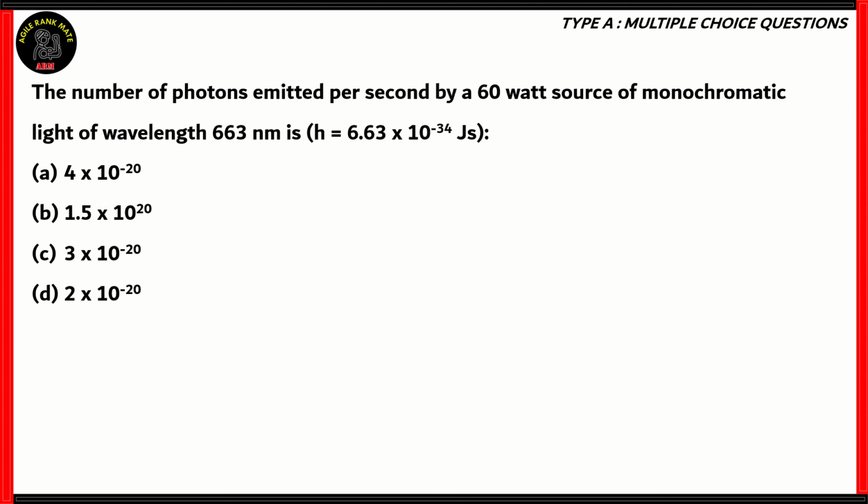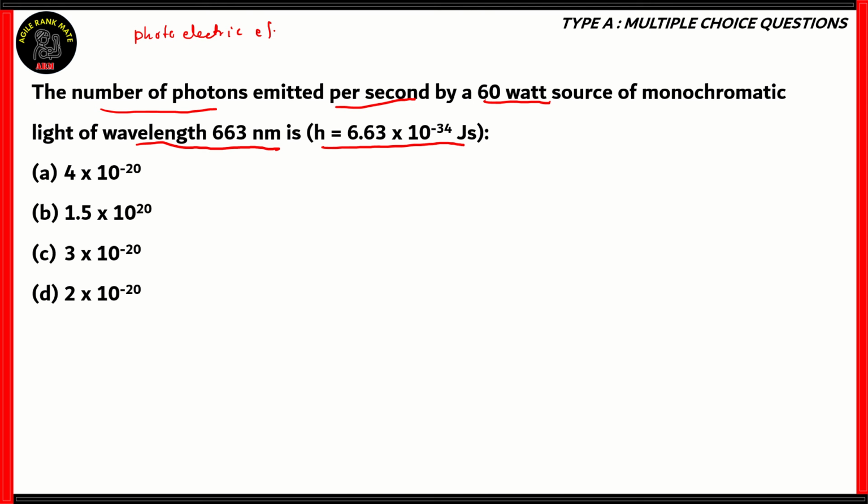Now let's look at the final question of this episode. We need to find the number of photons emitted per second by a 60-watt source of monochromatic light of wavelength 663 nanometers. We also have the value of h, which is Planck's constant. For this, we need to use the photoelectric effect.